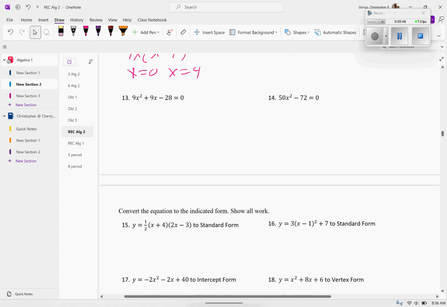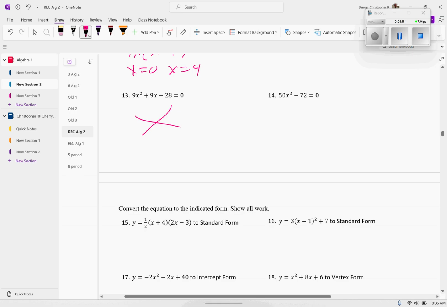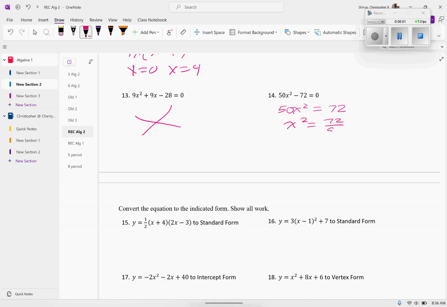I think we can go ahead and skip 13. The numbers are too big. I just don't think you would come across those on a test. So I'm going to add 72, divide each side by 50. I get x squared equals 36 over 25 because 2 goes into both. Root, root. Don't forget the plus minus. So x equals plus or minus 6 over 5.